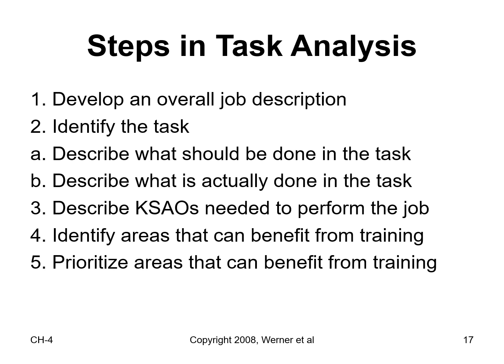And then describe what is actually done in the task. Now in reality, what is actually happening. Then you have to describe what is needed to perform the job. So you have to describe the KSAOs, the knowledge, the skills, the abilities, and other characteristics that any person who performs this job needs and requires in order to be able to perform the job.